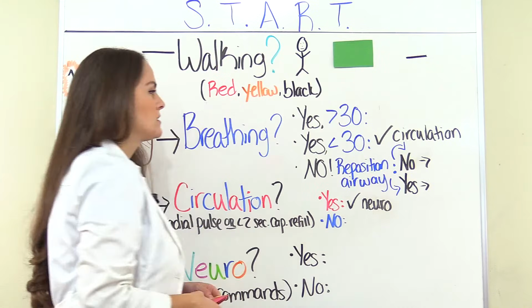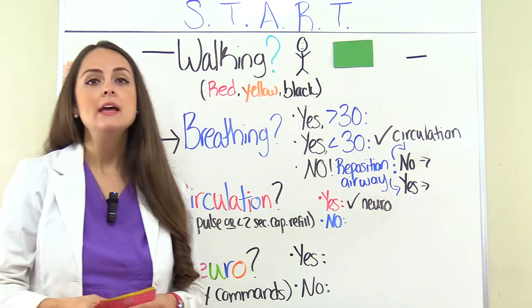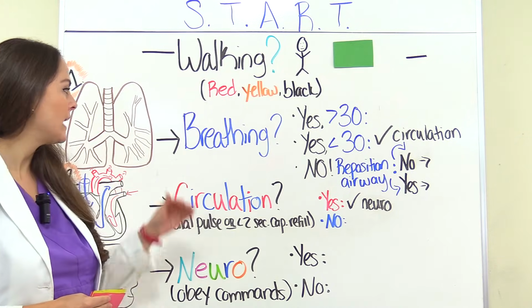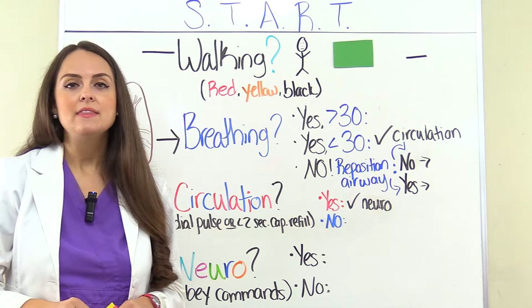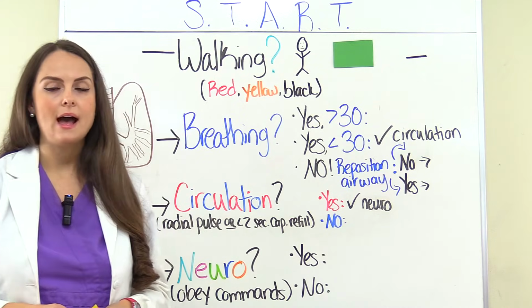Now, the other part of the START method is for patients who are unable to move. We're going to look at three things in this particular order: their breathing, circulation, and neuro/mental status. And these wounded individuals are either going to be tagged red, yellow, or black.